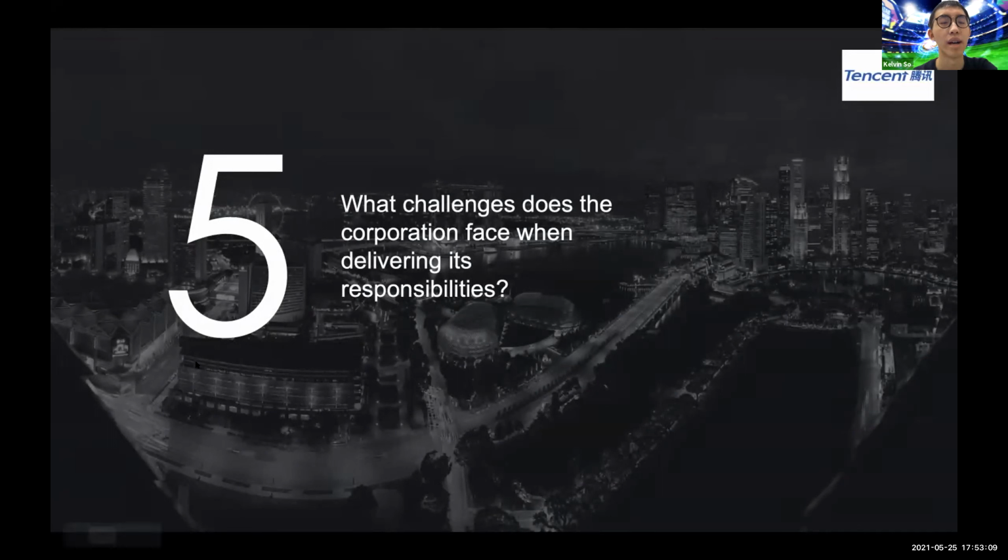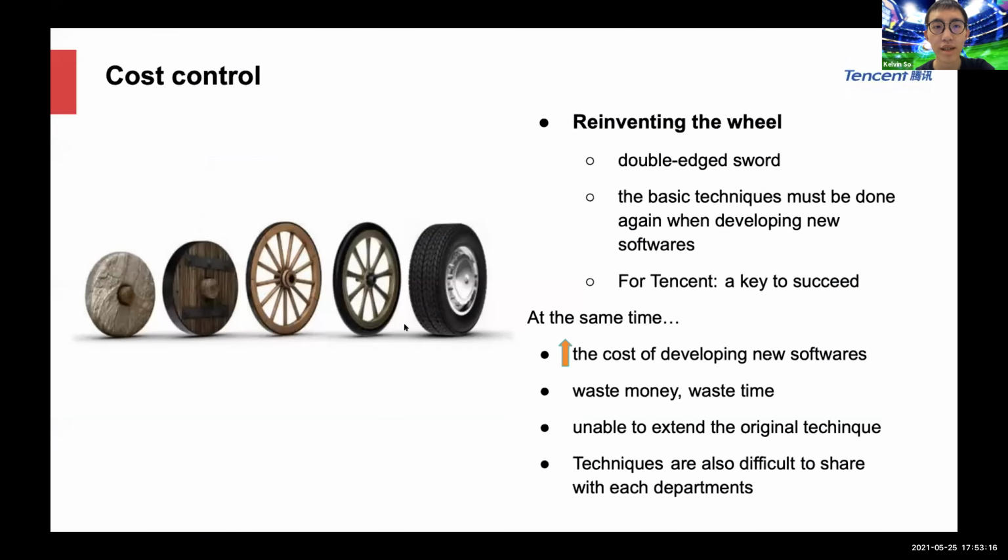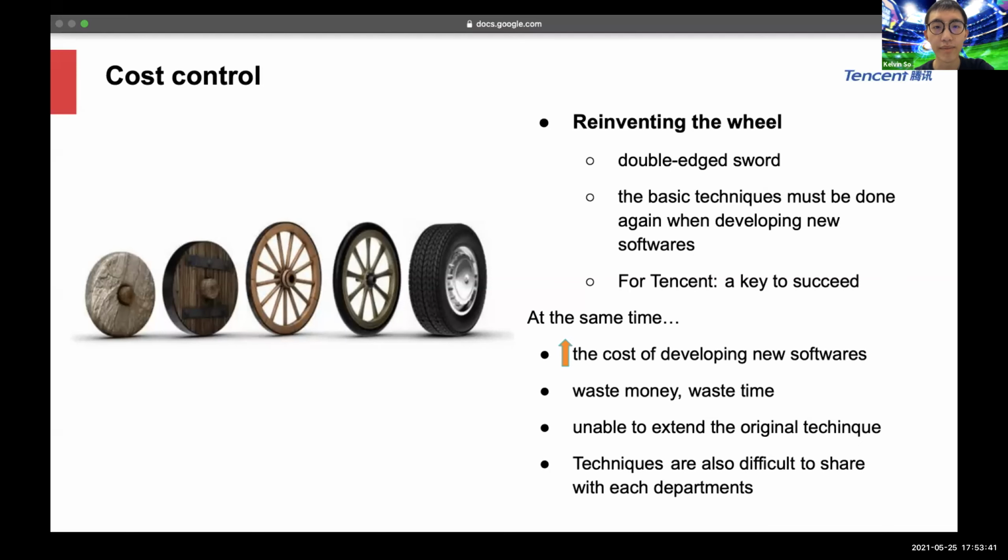And next, I will talk about the challenges which Tencent faces when delivering its responsibilities. Firstly, Tencent may face the concern of cost control. Reinventing the wheel is always Tencent's mode of production, which is a double-edged sword. The basic techniques must be done again when developing new software every time. It is also regarded as the key to success.